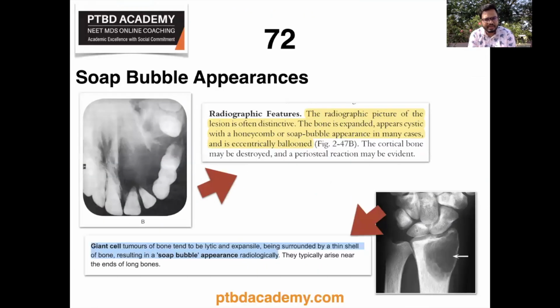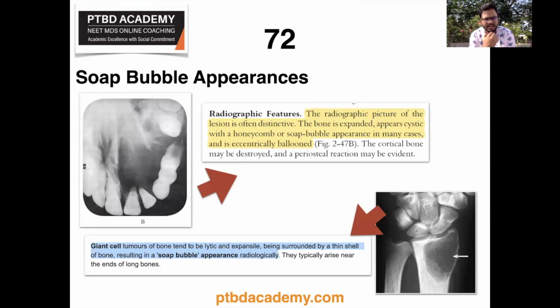So soap bubble appearance, those are the keywords which I received. So in the left illustration, top left, you can see the radiographic picture of a lesion is often distinctive in case of aneurysmal bone cyst. So the bone is expanded, appears cystic with honeycomb or soap bubble appearance in many cases, and is eccentrically ballooned, as you can see in the radiograph.